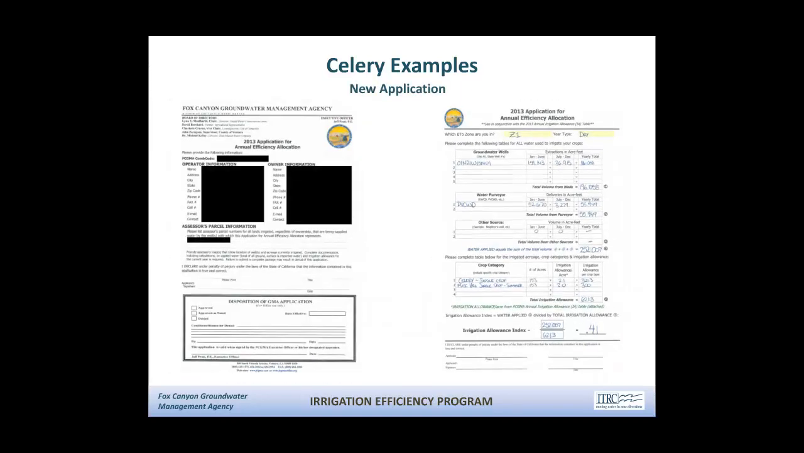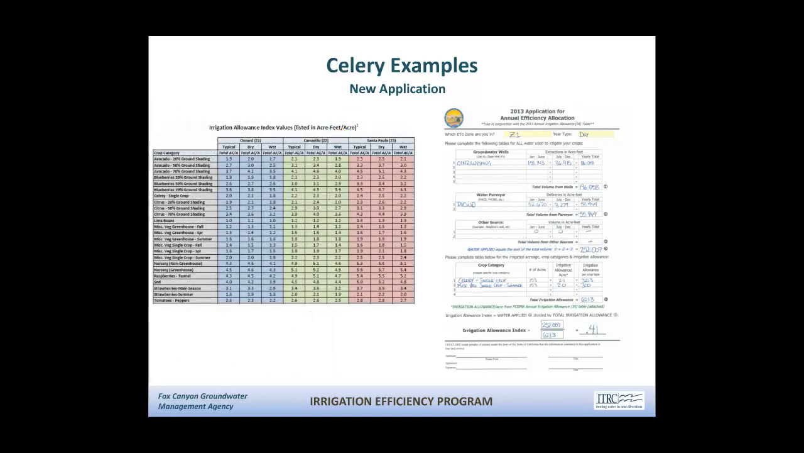Here is what the same information looks like on the new form. As you can see, the table and format look almost identical to the old program form. The water allocation was found from the new IAI table. This value must be determined using both a celery crop and the summer vegetable crop.